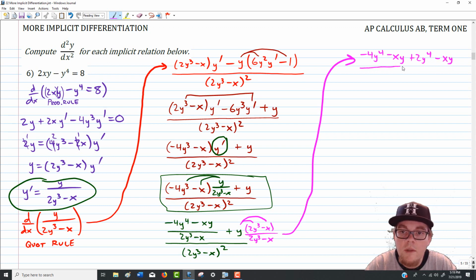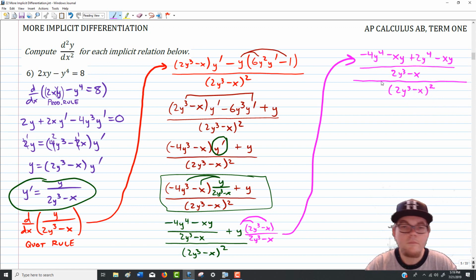So interesting that there's a lot of similarity in that numerator. That full numerator is now over 2y cubed minus x. Actually, I don't need the parentheses. And then just to remind us, this whole thing is over 2y cubed minus x squared.